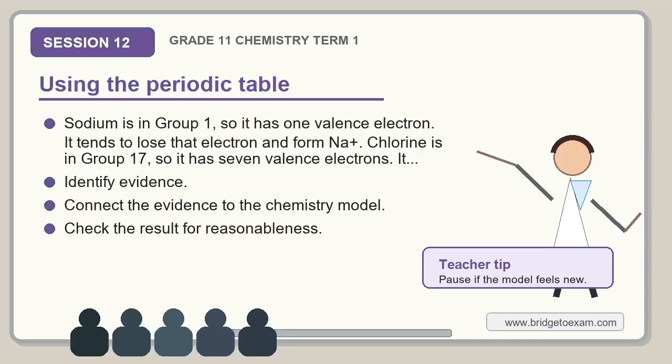Now, let's work an example. Using the periodic table, sodium is in group 1, so it has one valence electron. It tends to lose that electron and form Na+. Chlorine is in group 17, so it has 7 valence electrons. It tends to gain 1 electron and form Cl-. Notice how the answer comes from evidence and reasoning, not from guessing.